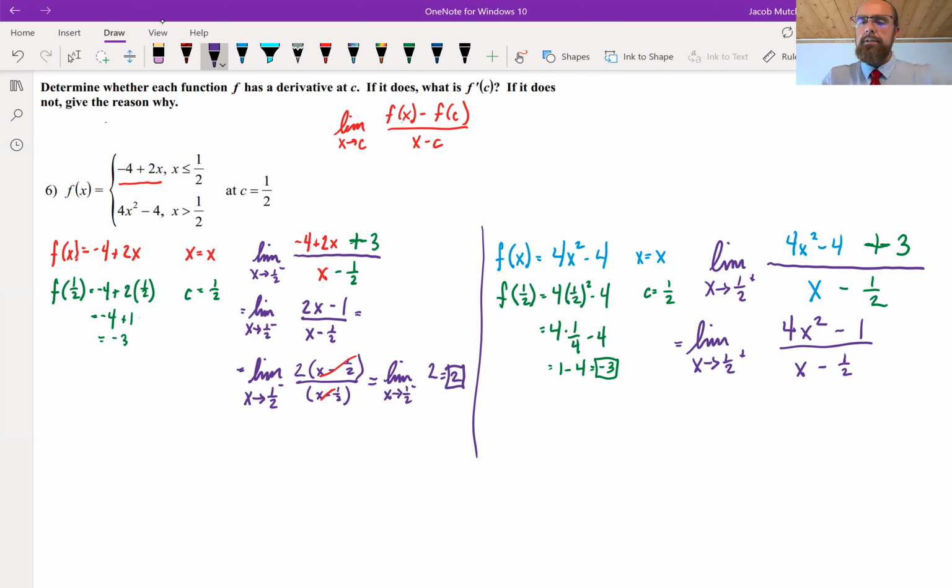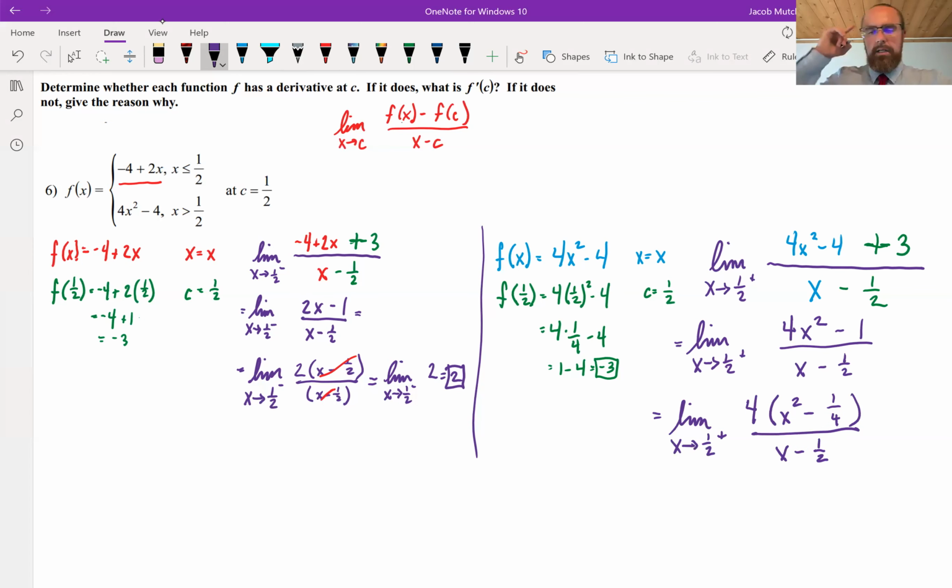So again, I want to factor out a 4 there. So my next step would look like the limit as x approaches 1/2 from the right. In my numerator, 4 times x squared minus 1 divided by 4 is 1/4, all over x minus half. And I see now that I can factor this quadratic as the difference of 2 squares. I just need to think that 1/4 is 1/2 squared. So I'll put this over here on the side: x squared minus 1/4 is the same as x squared minus 1/2 squared.